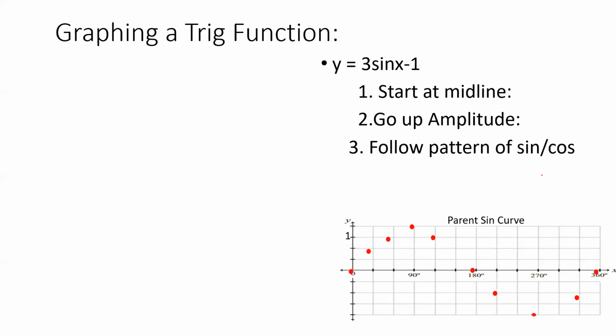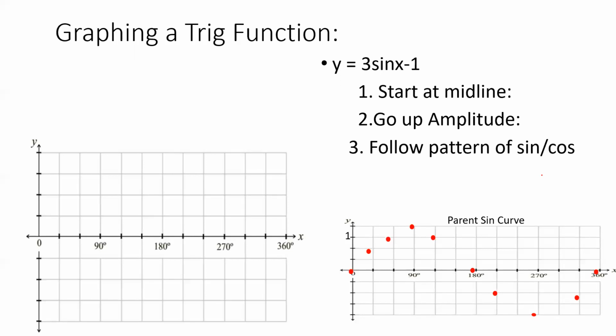So the first step is to start at our midline. So here's my graph. The midline is that last number in our formula. So right here, that -1 is my midline. I'm going to draw in a line just so I know where I'm at. So there's -1.